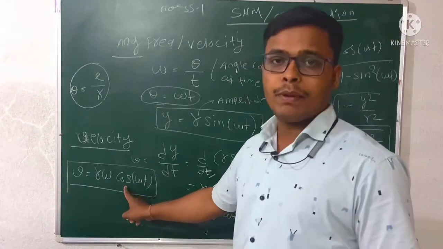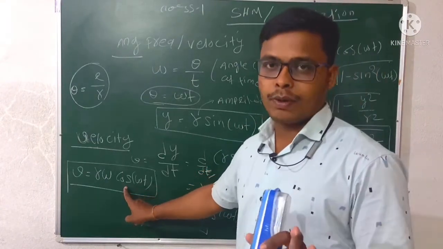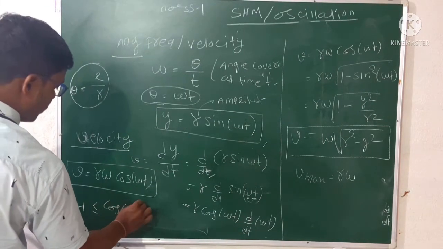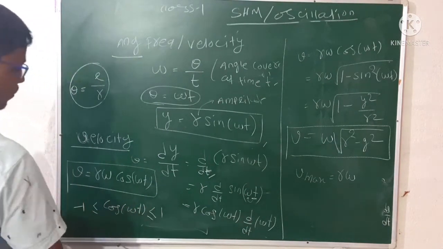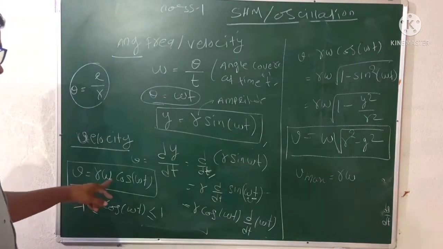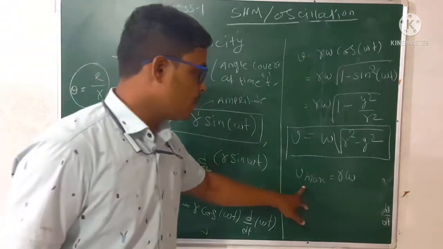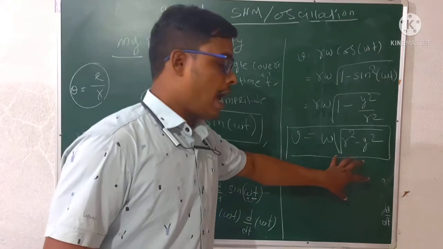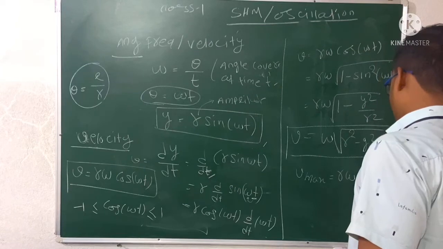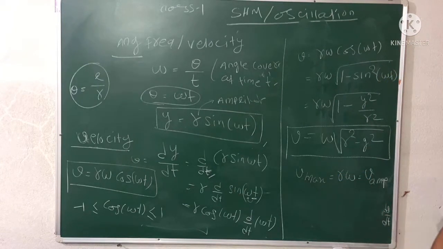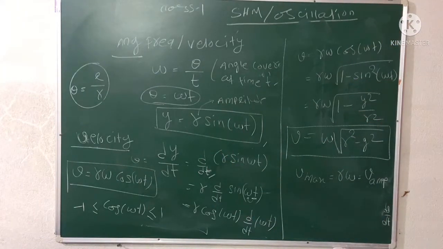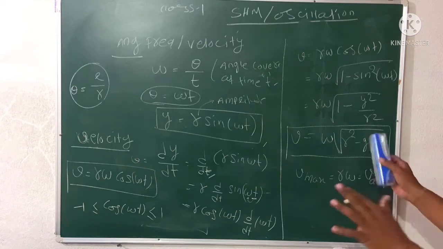Because what is the maximum value of cosine? Its range is minus 1 to 1, so the maximum value is 1. Hence if cos omega t is equal to 1, then what will be the maximum velocity? R omega. And this is the amplitude of the velocity. So remember, r omega is the velocity amplitude, r is the position amplitude. Next we will go to acceleration.